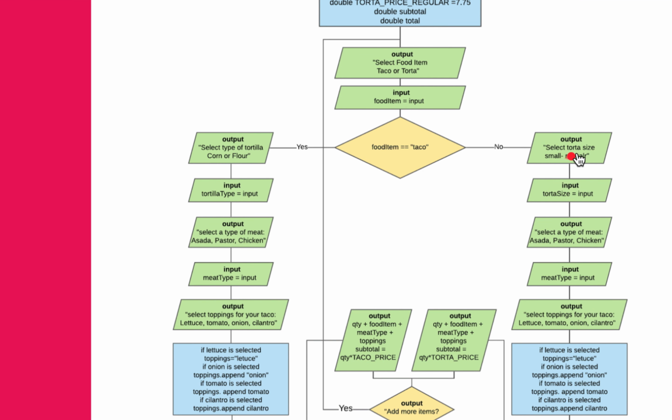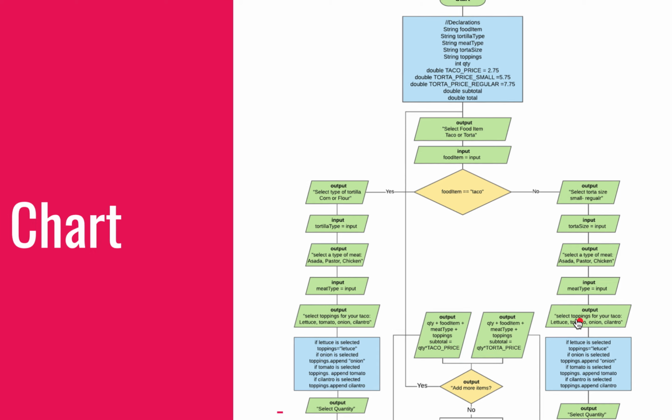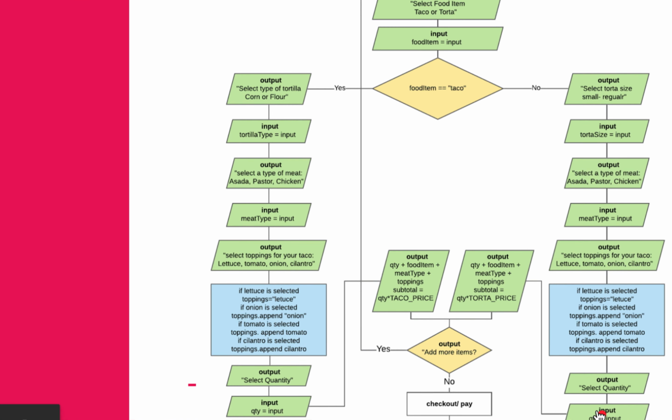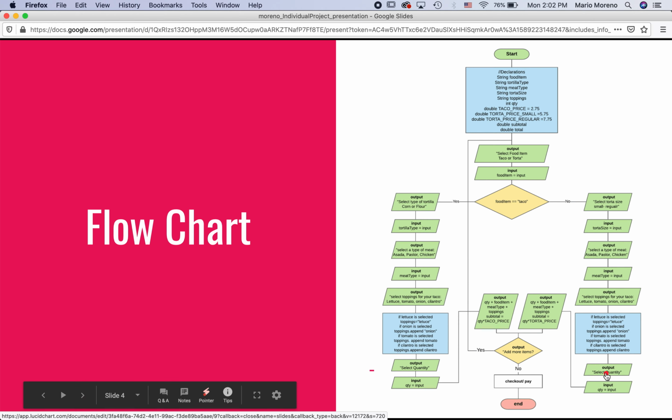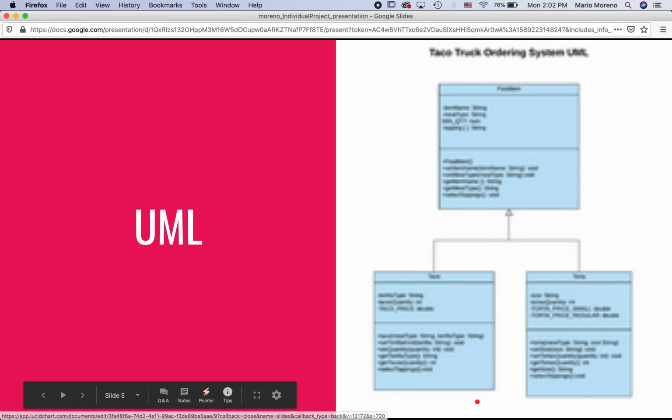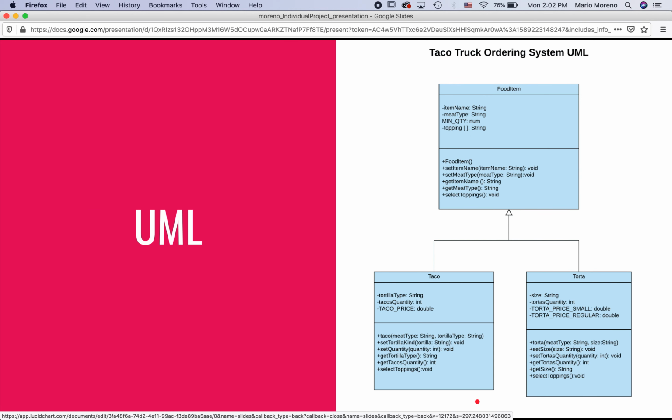The only difference is that they select a size for the torta, and whatever they select is assigned to the torta size. Then they add the type of meat and then the type of toppings that they want. And then again, they select the quantity, and it displays what they ordered, and if they want to add more, they add more, and if not, they check out, and then they go to the checkout box.